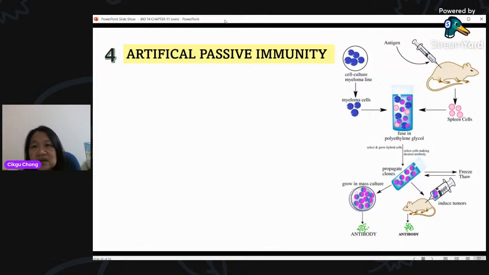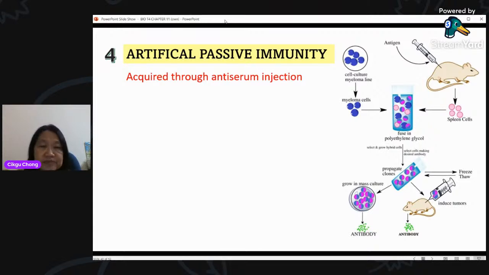So this is getting another kind of injection. But this injection is called anti-serum, not vaccine. So please use the word properly. Injection is anti-serum. So usually, what is an anti-serum? It means serum that contains antibody. So you combine the two words, you get anti-serum. Okay, serum is from the plasma, which is the plasma of the blood minus fibrinogen. Okay, so minus the clotting factor, which is the fibrinogen.